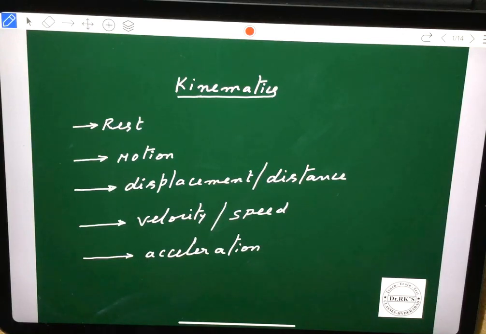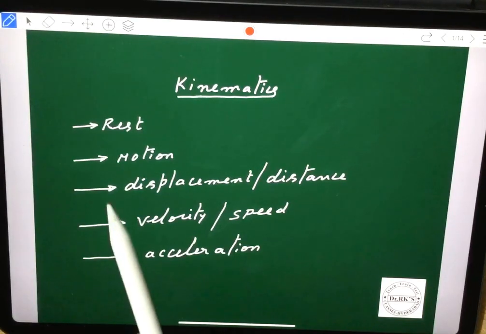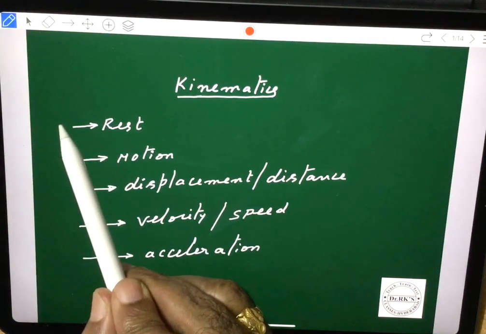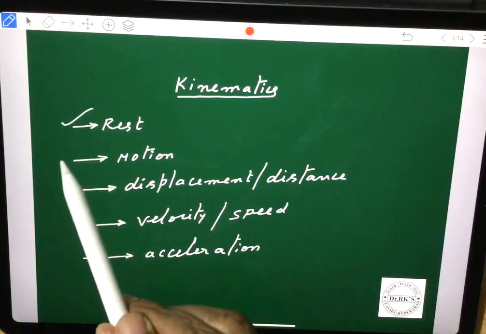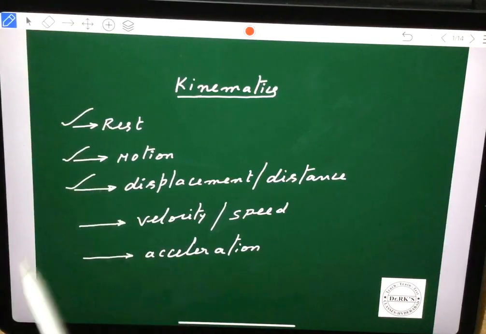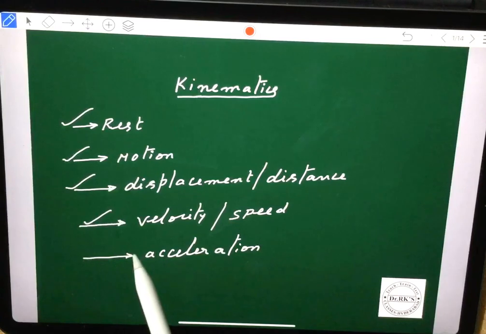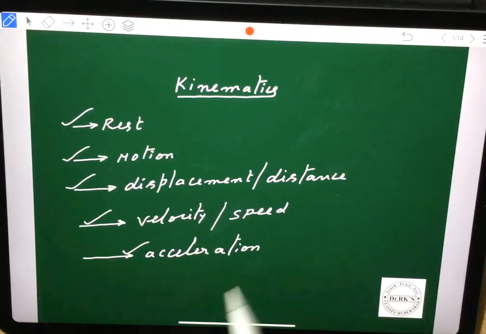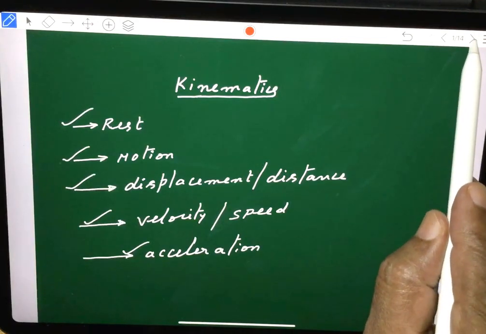Today I am going to discuss the basic terms, concepts, definitions and formulae that we come across in kinematics. Before going to solve the problems in kinematics, every student must know these formulae and concepts. For example, take rest, motion, displacement, velocity and acceleration. So let us define the definition and meaning of each term.